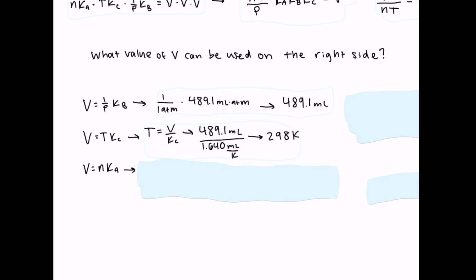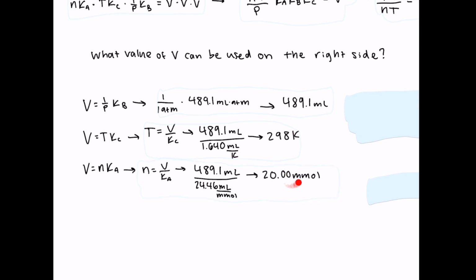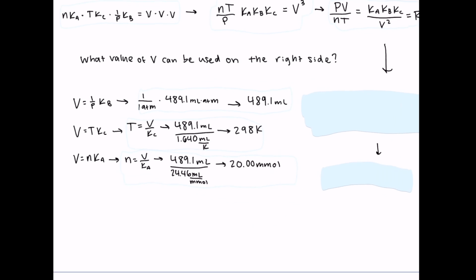Then we used that to see what temperature that would be. That was 298 K, which does match what we had constant in the other ones. And then we found that it was 20 millimoles, which is also what we had constant in the other ones. So that 489.1 milliliters will work for the right side of our equation.